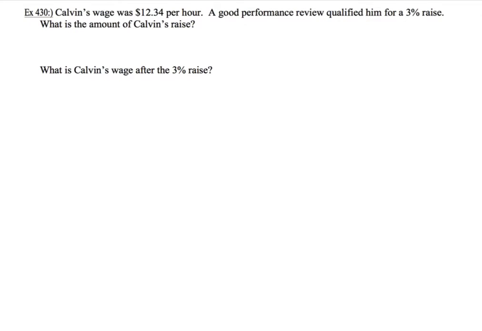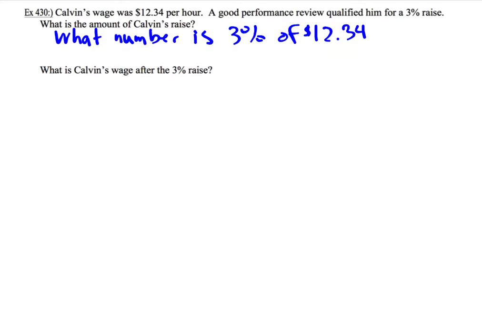Okay, a couple of example problems, or situation problems. Calvin's wage was $12.34 per hour. A good performance review qualified him for a 3% raise. What is the amount of Calvin's raise? All right, so what we are doing here, we want to know what amount of money is 3% of $12.34. That is what we're trying to figure out.